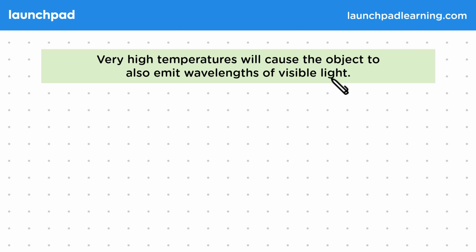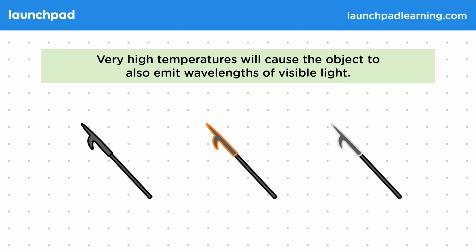So remember that in the electromagnetic spectrum, infrared waves are next to visible light. So waves with wavelengths just shorter than infrared will be visible. We can demonstrate high temperatures producing visible light with a metal poker. Metal is a great conductor of heat, so its temperature can rise to very high values if held in a fire. Initially, when the poker is at a room temperature of around 20 degrees Celsius, we don't see any sort of glow from the poker.